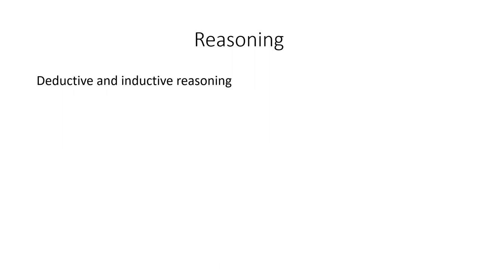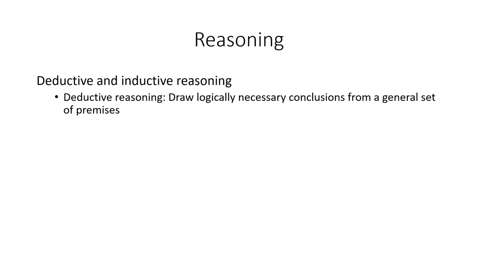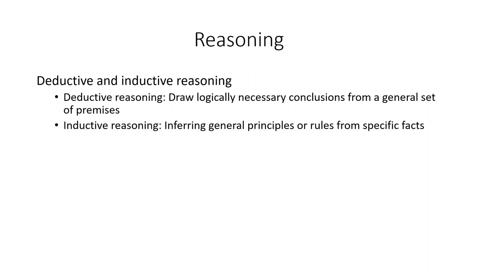Okay, let's look at two types of reasoning. Again, I'm giving you the crash course in cognition. Two different types of reasoning are deductive and inductive. Deductive reasoning is where you draw logical necessary conclusions from a general set of premises. You have legs, you have a seat, you have a back, you sit on it. That's your general set of principles. So you draw the logical necessary conclusion from that, that you have a chair. You deduce you have a chair from the general set of premises.